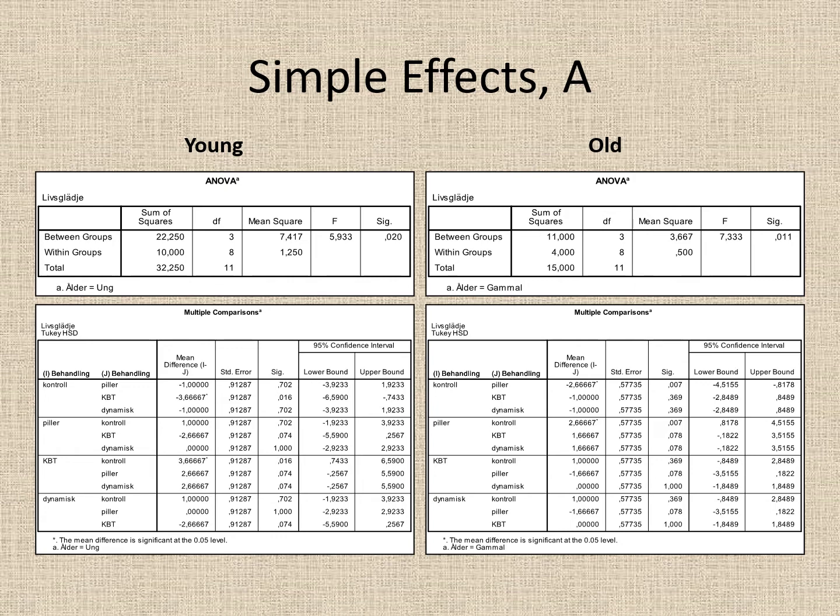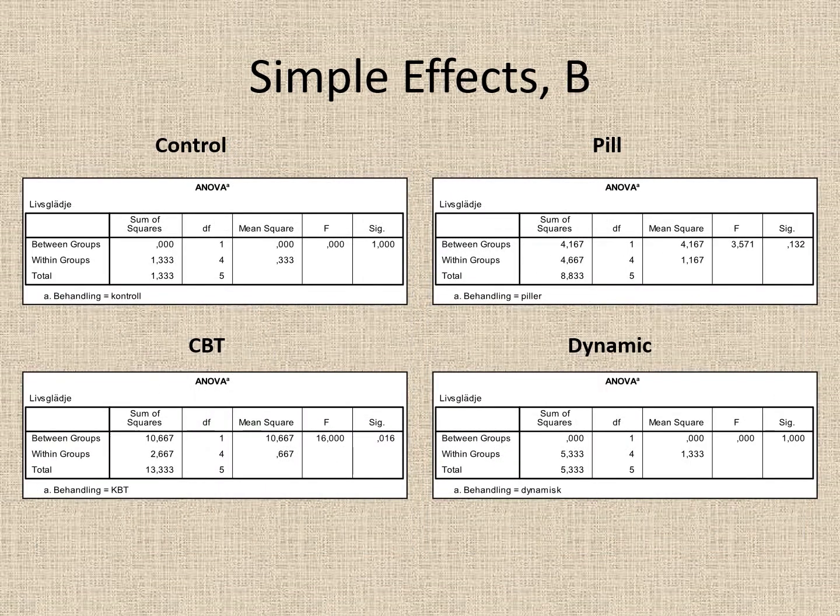So for younger patients, cognitive therapy is the best. For older patients, the pill is the best. I hope nobody... I just made this data up. Well, we could look at it that way if we want to. We could split the file by treatment and have a look at the effect of age for the different treatments. For which treatment is there a difference in life satisfaction between older and younger patients? For cognitive and none of the others.